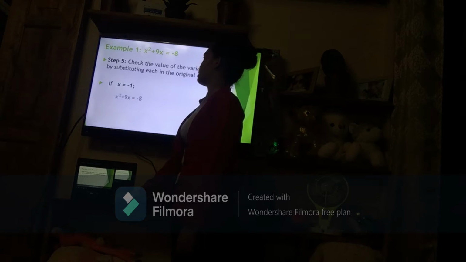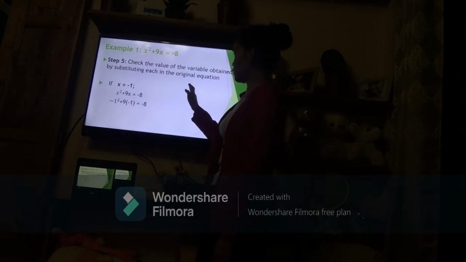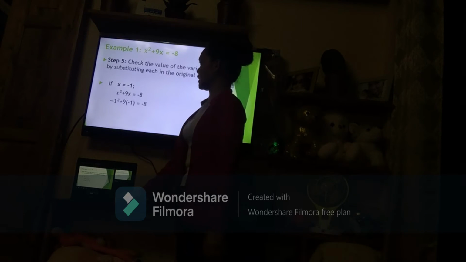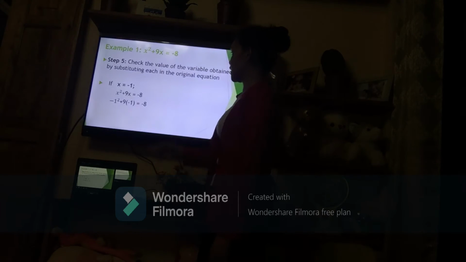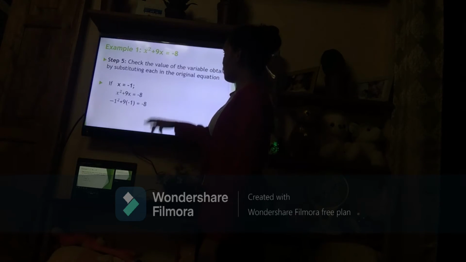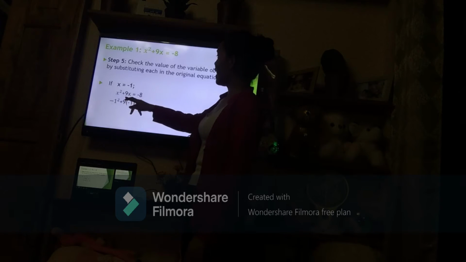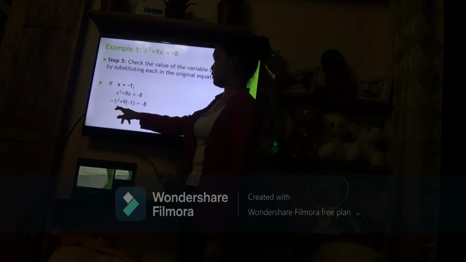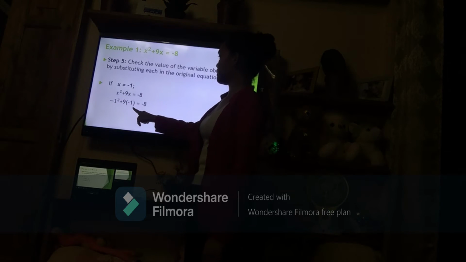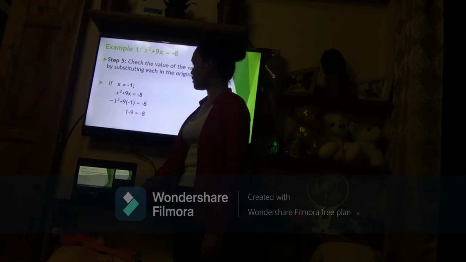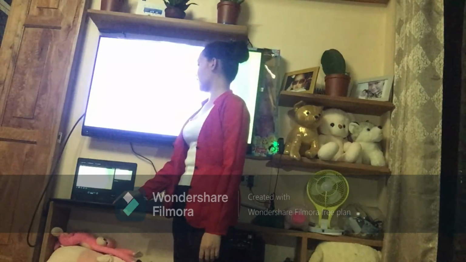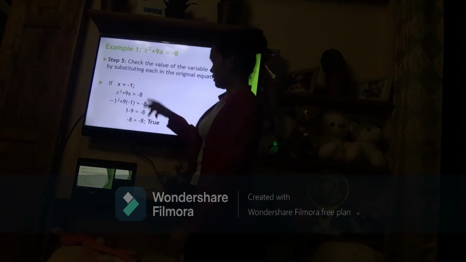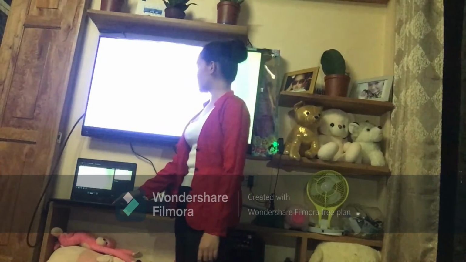And then step 5. Check the value of the variable obtained by substituting each in the original equation. So we have two values of x. First is negative 1. What we will do is we will just substitute the value of x to our original equation. So we have x squared plus 9x is equal to negative 8. So our x is negative 1. So negative 1 squared plus 9 times negative 1 is equal to negative 8. 1 minus 9 is equal to negative 8. Negative 8 will be the result. So, this is true. That negative 1 is a solution of our equation.